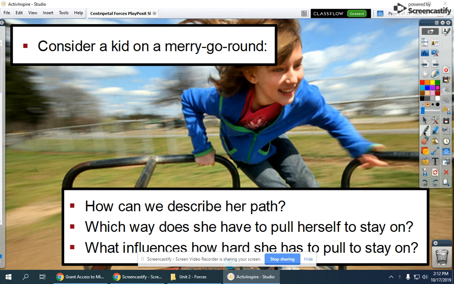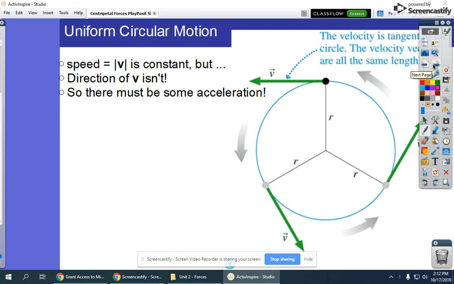So what kind of force is required for her to stay on, and how can we describe that? And then what's going to influence how hard she has to pull? So can we describe all of her motion? This is something that comes up a lot in physics, which we call circular motion. Today we're going to talk about a specific kind of circular motion called uniform circular motion.